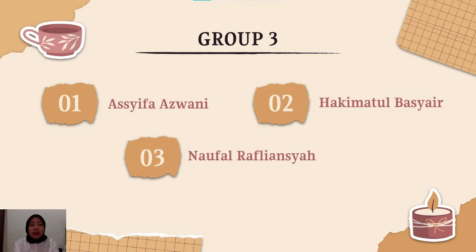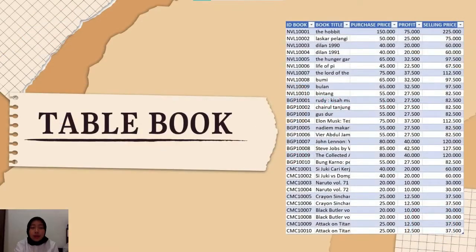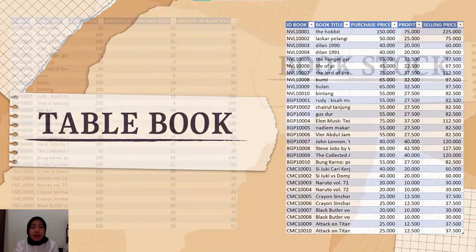the selling process manually. So we have our table books here, and the list of books consists of 5 columns, namely ID book, title, profit, purchase price, and selling price. We didn't add any formulas or features.